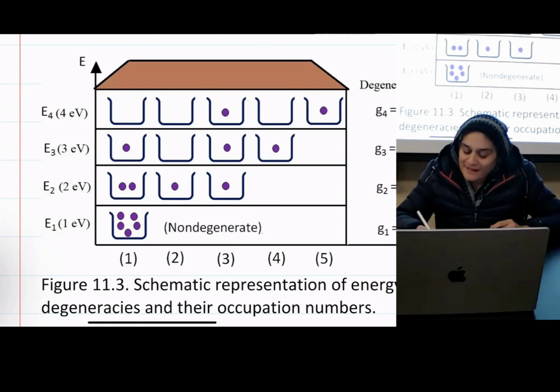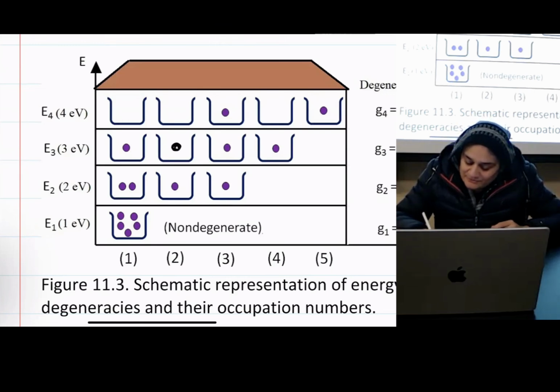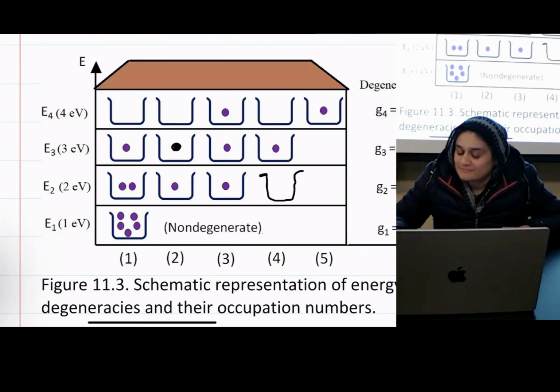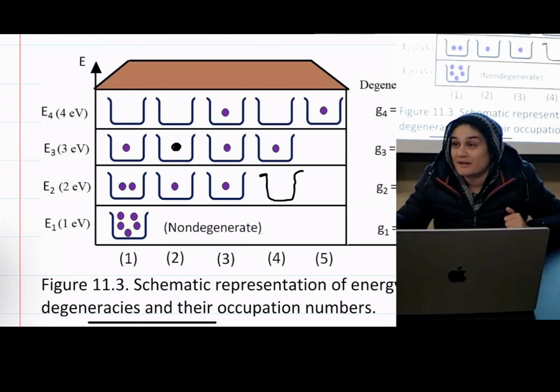3. Okay, what if I add another one here from somewhere? Does that make sense? What if this one has another apartment that they make? Then the degeneracy is 4. The degeneracy is 4 and the occupation number is? Stays the same, right? It's a new apartment. It just came on the market.